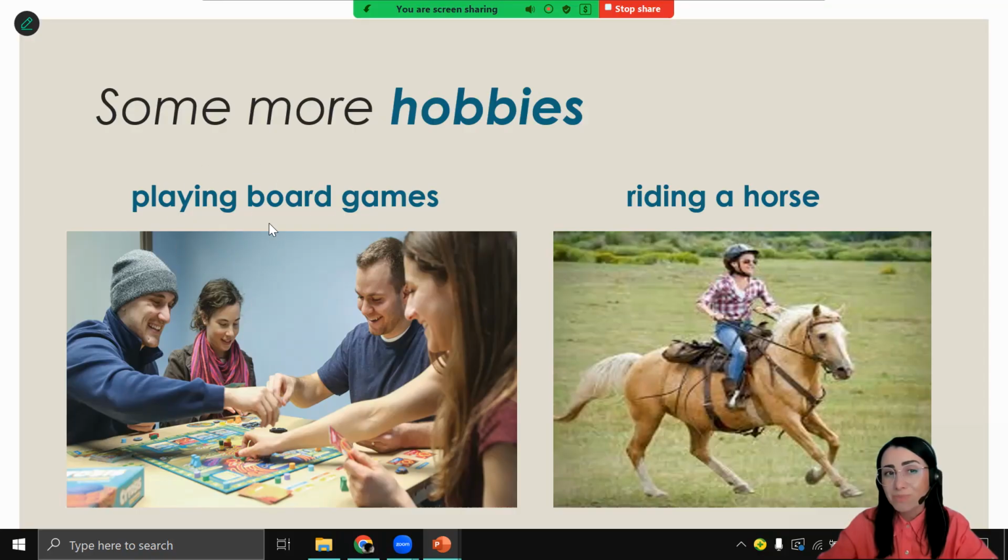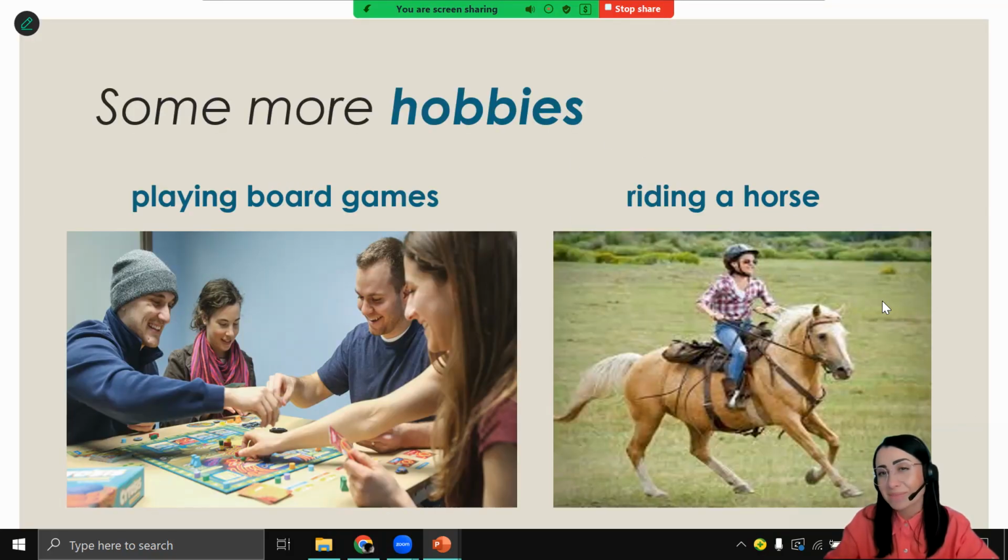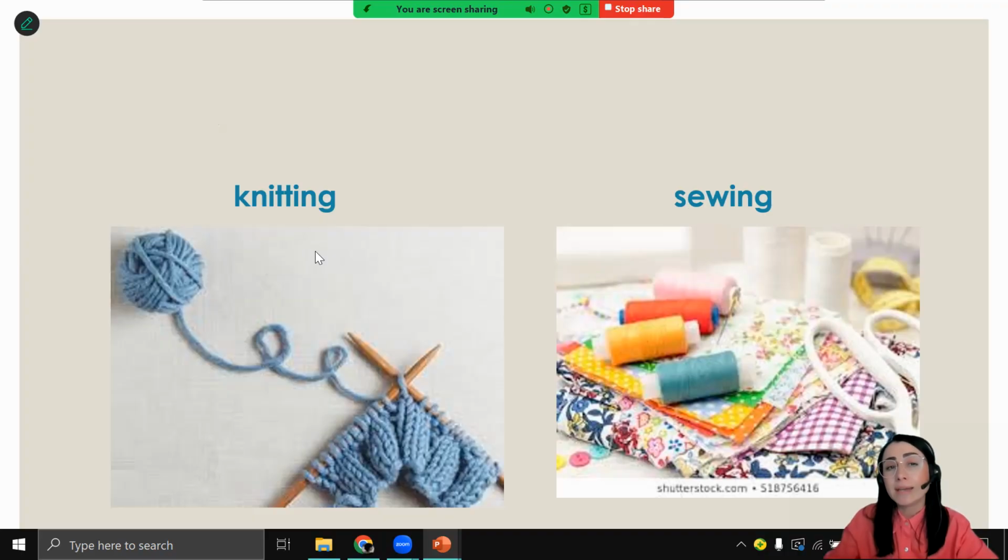What about you? Another hobby is riding a horse or horse riding. Have you ever tried horse riding? I have never tried it. What about you? Another hobby is knitting. You can see it in the picture when you can create different warm things for winter, like hats or sweaters or gloves, socks. Can you knit?